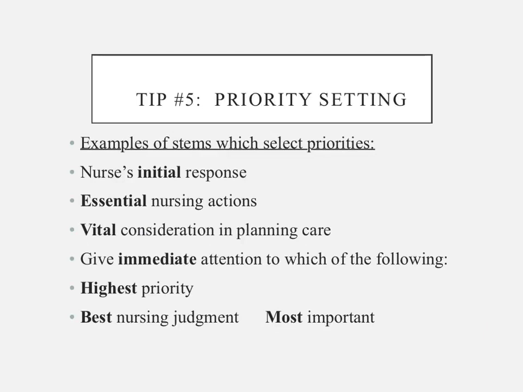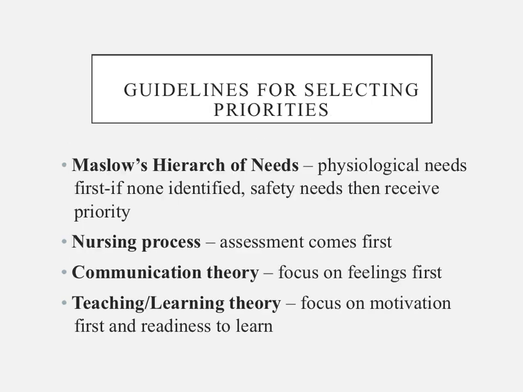Tip number 5, priority setting. Examples of stems which select these priorities. They'll say things like the nurse's initial response, essential nursing actions, vital consideration in planning care. So it'll say, in planning care of such and such, what is the most important. Give immediate attention to which of the following? The highest priority, best nursing judgment, most important. So these are things that want you to pick out the priority nursing response.